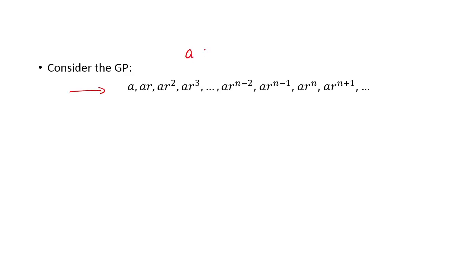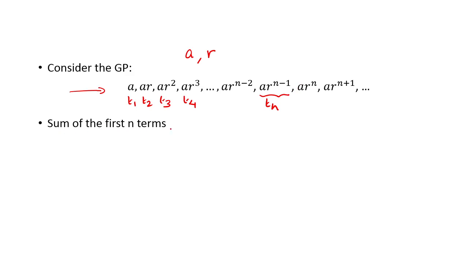If we know that a is the first term of the geometric progression and r is the common ratio, then the geometric progression can be written as a, ar, ar square, ar cube, and so on. Let us say I want to find out the sum of the first n terms. Which are these terms? This is the first term, this is the second term, this is the third term, this is the fourth term, and we know that the nth term of a geometric progression is a into r raised to n minus 1. So these are the first n terms of a geometric progression.